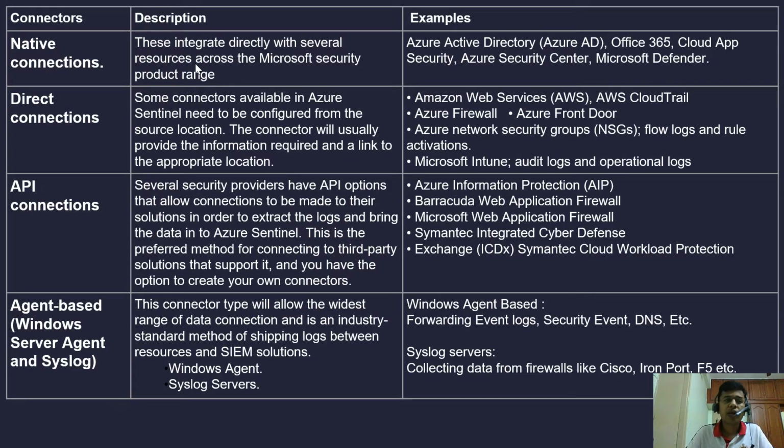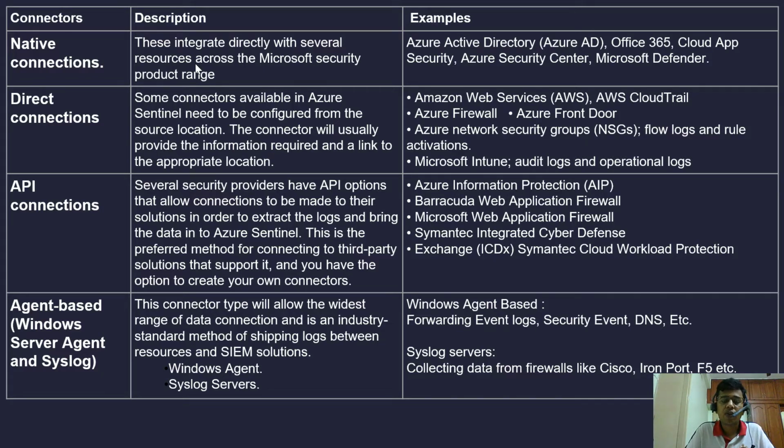In short, there are many types of connectors available, but they can be classified into four categories. One is native connectors, the second is direct connectors, the third is API connectors, and the last one is agent-based. Native connectors are like the Active Directory based connector, where you can easily configure and pull the data. Then a direct connector would be something like the AWS connector or firewall connectors. These are direct connectors that need some kind of configuration.